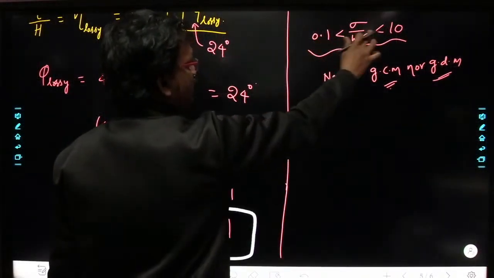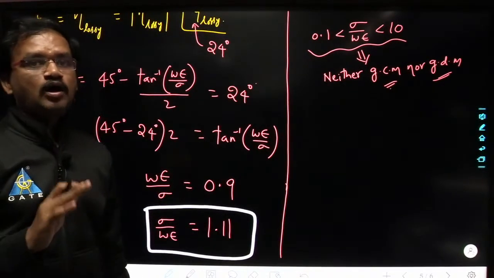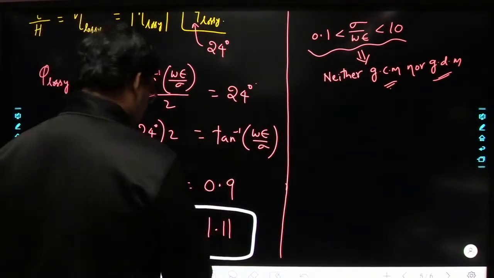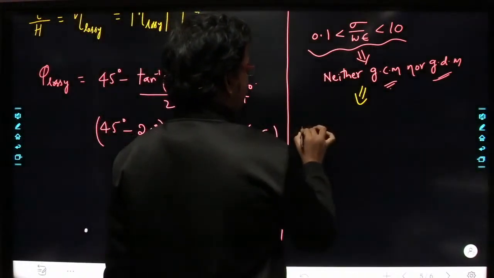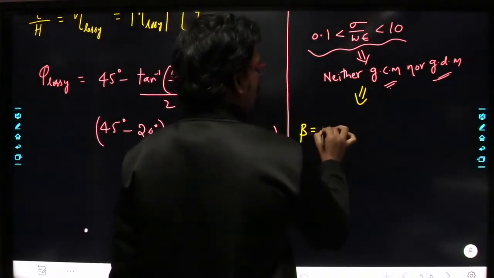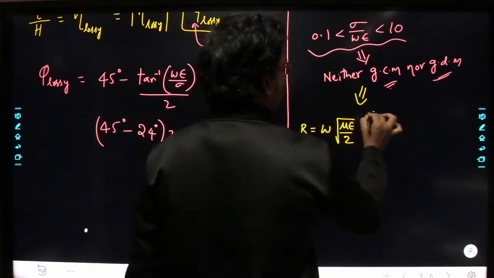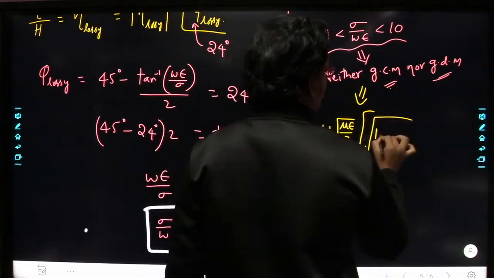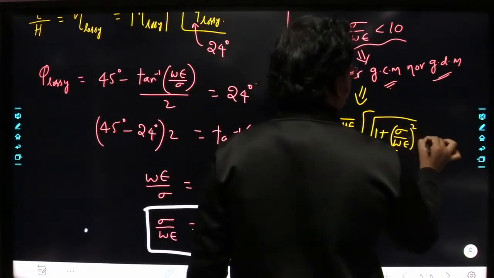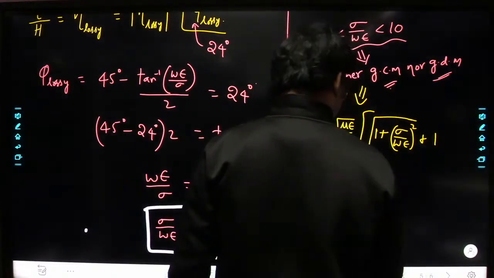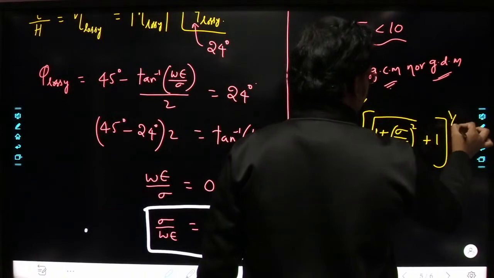It is between 0.1 and 10. So that means this medium is neither a good conducting medium nor a good dielectric medium. In that case, what is beta for this type of medium? The expression for beta is omega into square root of mu epsilon by 2 into square root of 1 plus (sigma by omega epsilon) whole square plus 1, whole to the power of 1 by 2.